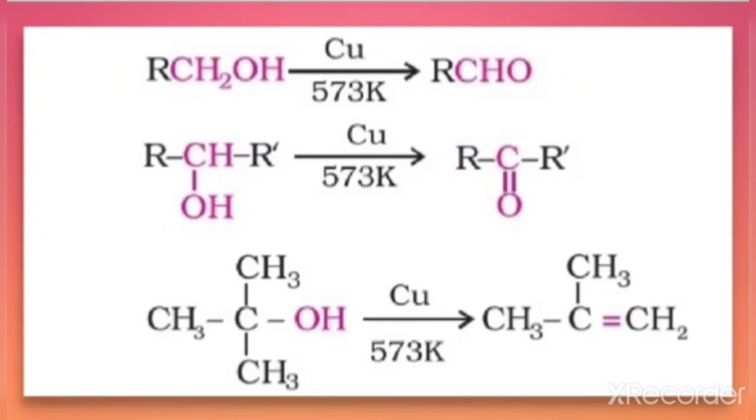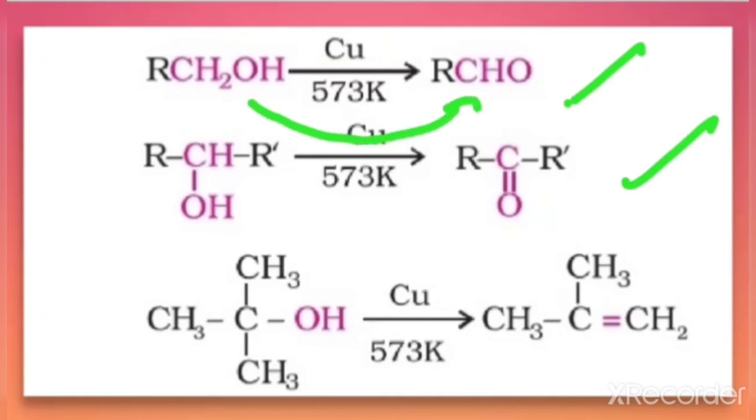So when you check here, in the case of primary alcohol the product formed is an aldehyde, and in the case of secondary alcohol it is a ketone, just like what we have done for oxidation. In oxidation also we have learned that primary alcohol gives rise to aldehyde and ketone is formed from secondary alcohol. So removal of hydrogen or oxidation results in the same product, aldehyde in the case of primary alcohol and ketone in the case of secondary alcohol.